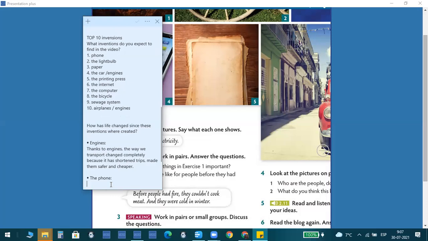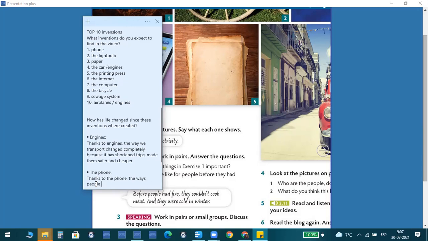Okay, tell me now, the phone. How has life changed thanks to the phone? Let's continue with Emilia. Since we have the phone, what things have changed? The way of communicating with people. Okay, thanks to the phone. The ways people communicate. Yeah, people communicate.